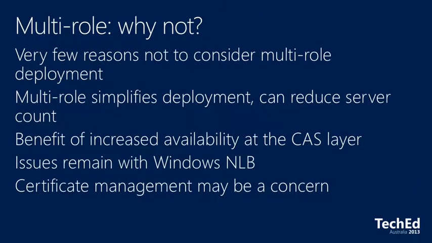So, we've talked a lot about multi-role and why you should do it. There's a couple things to think about why you might not want to go multi-role as well. But there's very few deployments. Most deployments should be multi-role. But you can get, for instance, maybe increased availability at the CAS level by separating things out. That may or may not be a concern to you, depending on your configuration. There still are some issues around Windows Network load balancing, both in terms of scalability and in terms of its lack of service awareness. But again, if you wanted to use network load balancing and you're also deploying a database availability group, then you can't go multi-role. You'd have to split them out to do that.